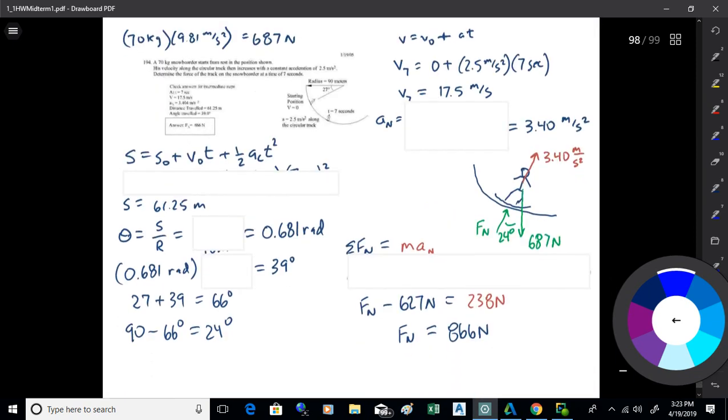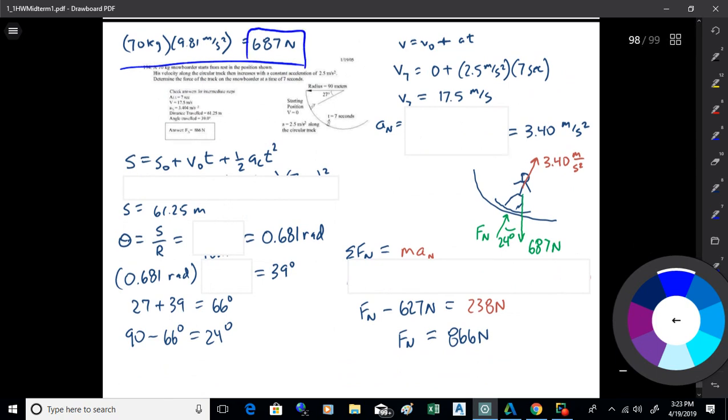All right, so this has got a lot of different pieces to it, but we'll take it one at a time. First thing, find the mass, or excuse me, the weight. 70 kilograms times gravity gets you the weight.